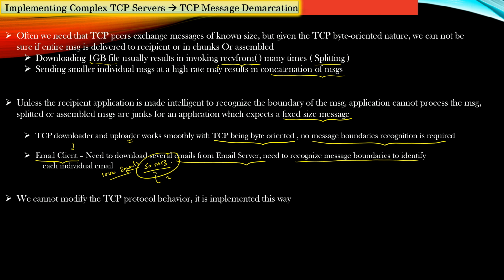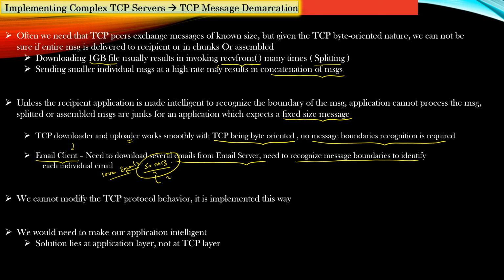So we cannot modify the TCP protocol behavior. It has been designed and implemented this way. So we need to make sure that our application is intelligent enough to recognize the boundaries in the TCP data it has received over a TCP connection. Right? So the solution lies at the application layer. TCP will continue to work as it works, but we will introduce our solution at the application layer. So there are three types of solution.